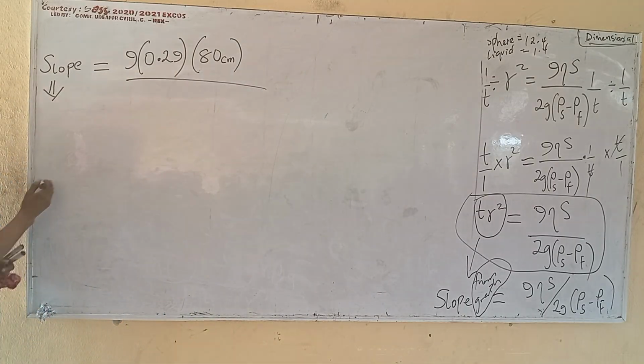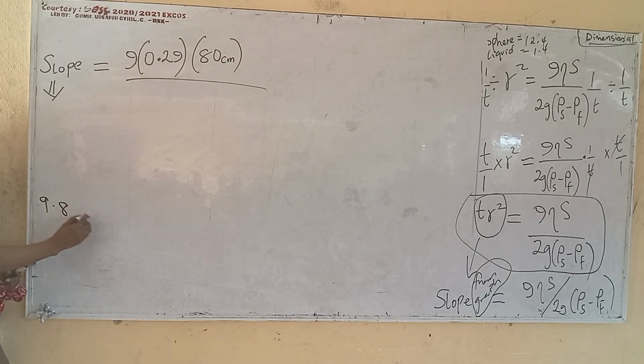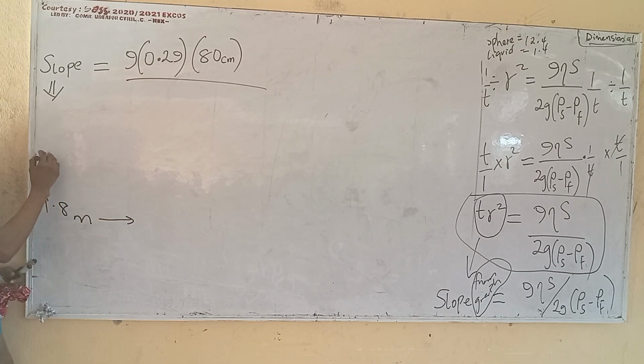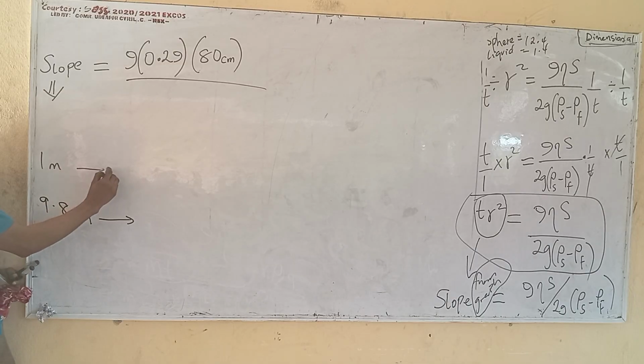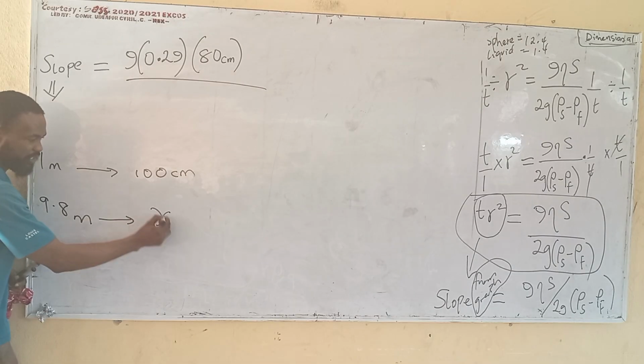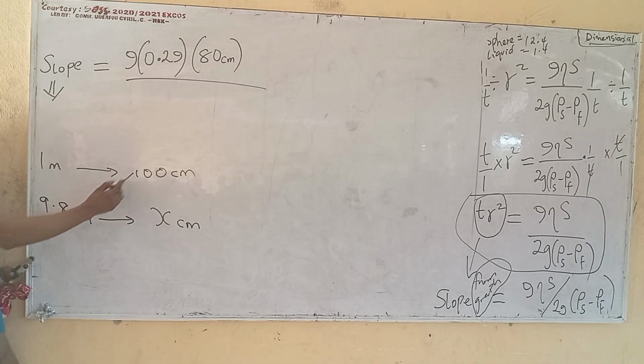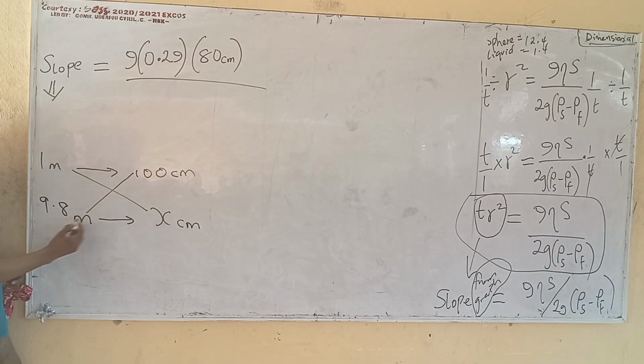Divided by, please, listen, the gravity there is 9.8 or 10. Did they tell us what to use? 9.8. Always pay attention to that. This 9.8 is in meters. Are you aware? So to convert to centimeters, first of all, 1 meter equals what? I will always do it this way, I have my reason. If this will now be equal to x centimeters.